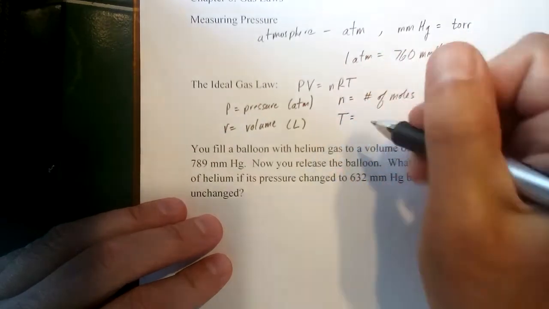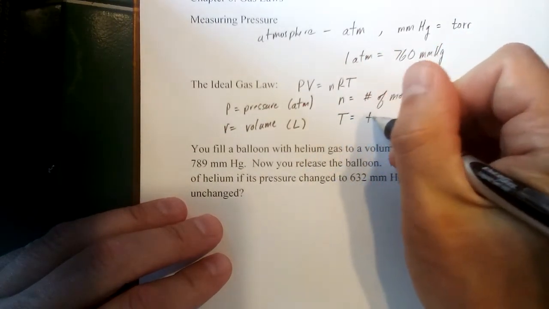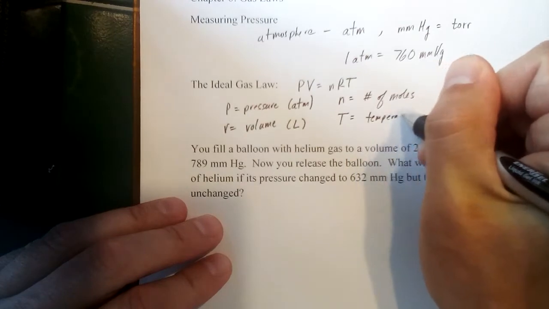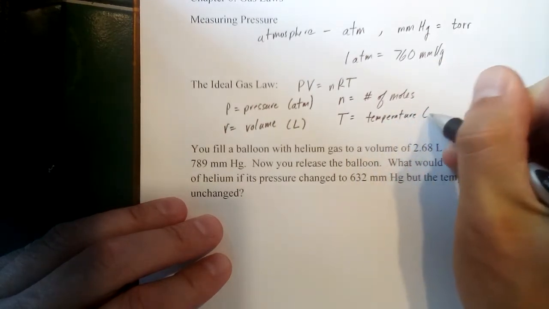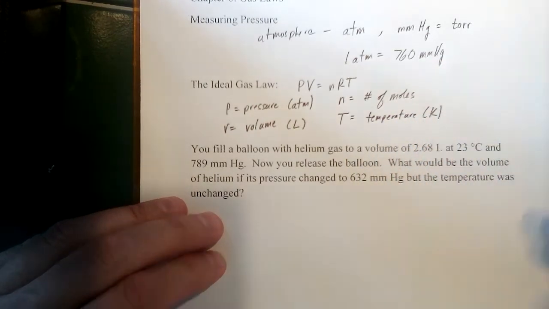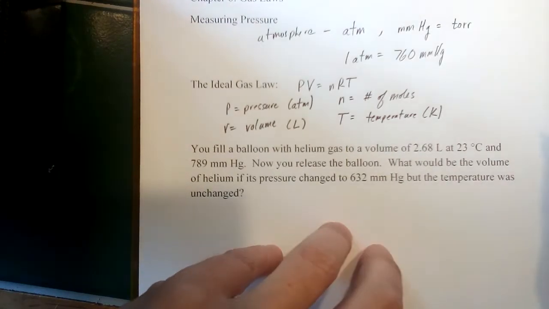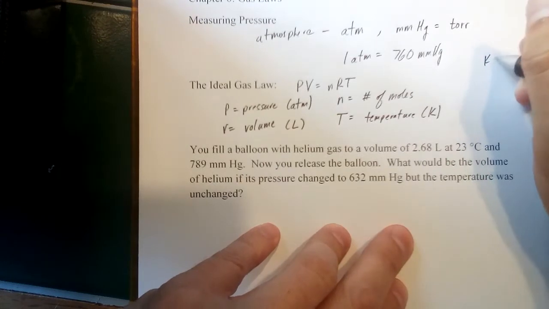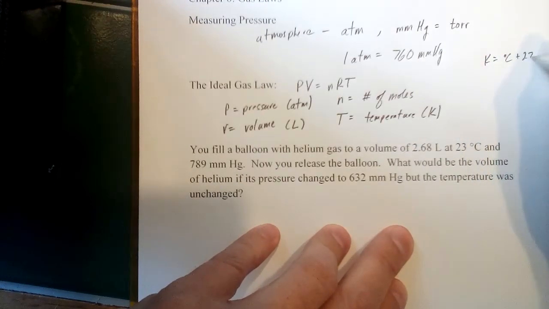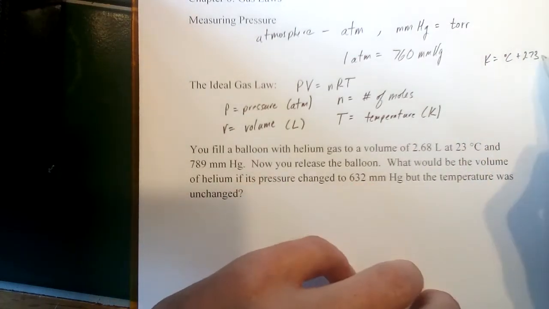T here, a capital T, is the temperature. And temperature here is in kelvins. So when we're talking about gases, we always need the temperature to be in Kelvin. Now, the Kelvin temperature scale is just offset from the Celsius temperature scale. So if you're given a Celsius temperature, you can add 273 to it to get the Kelvin temperature. So Kelvin is degrees C plus 273. And generally 273 is fine.